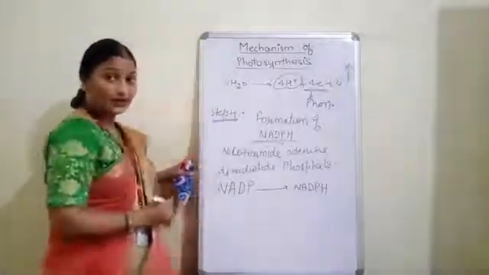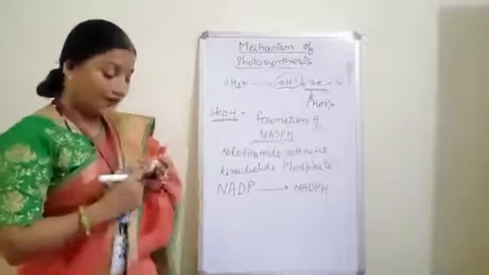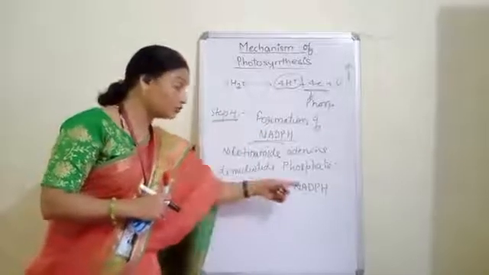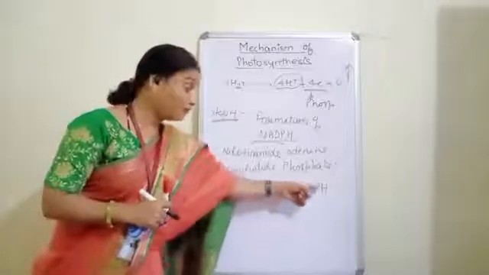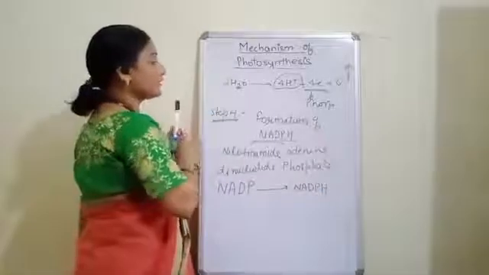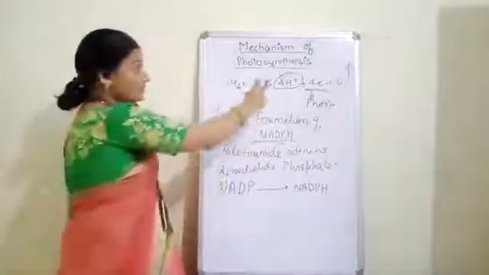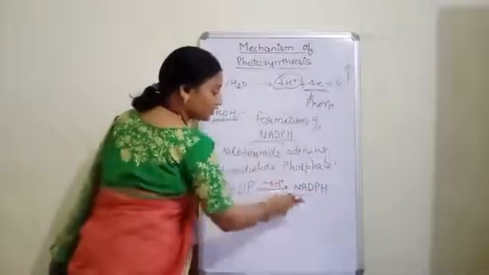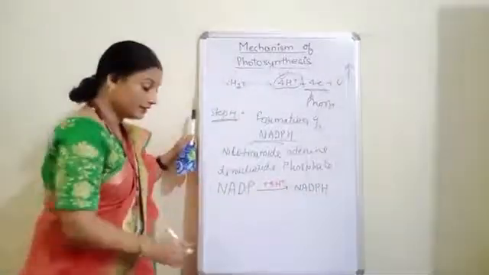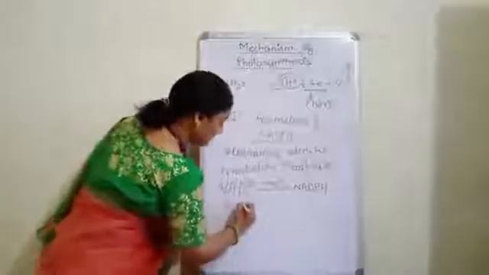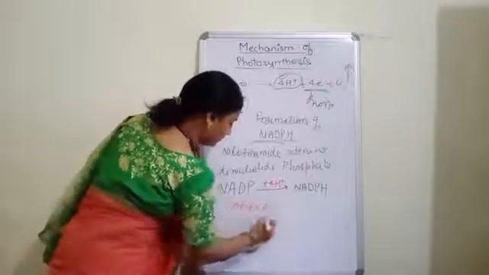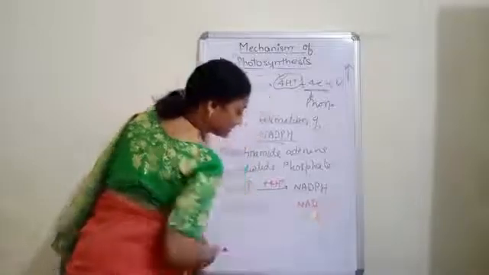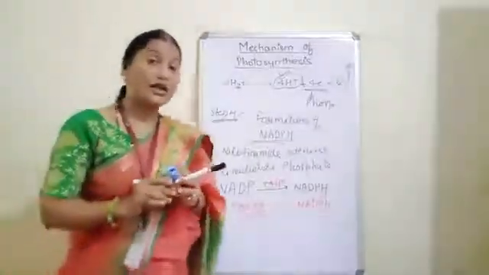NADPH. Okay, so what we can say is that in the 4th step, this NADP will be converted into NADPH. Now from where has the hydrogen come? From step number 1. Okay. So from here the hydrogen will be added to this place and it will get converted into NADPH. Clear? Now this is known as reduced. NADP will be reduced to form NADPH.